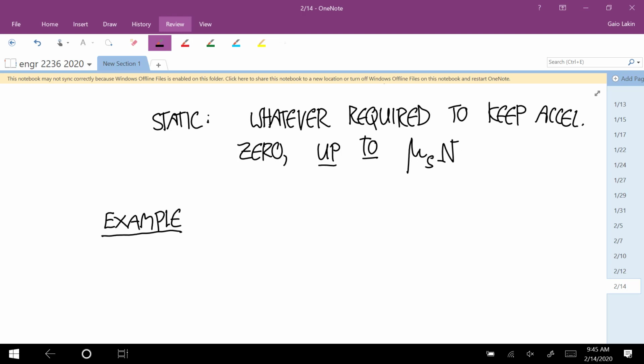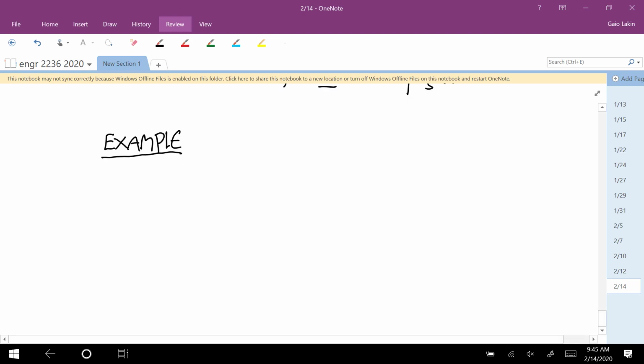Okay, well, here's an example. So let's say that you have a box on an incline. Let's say this one has a mass of 2 kilograms. This one has a mass of 1 kilogram. Let's give it an angle, but we're not going to do this calculation anyways today.